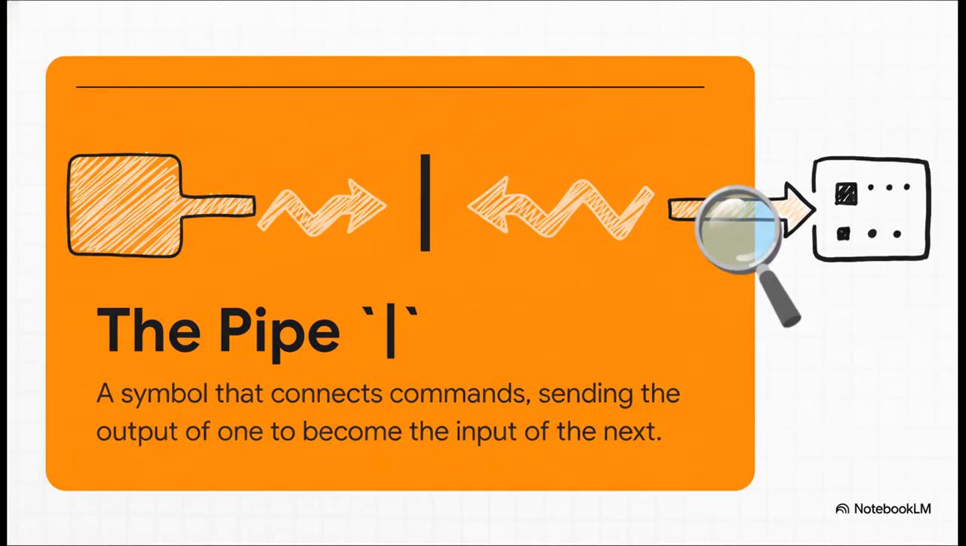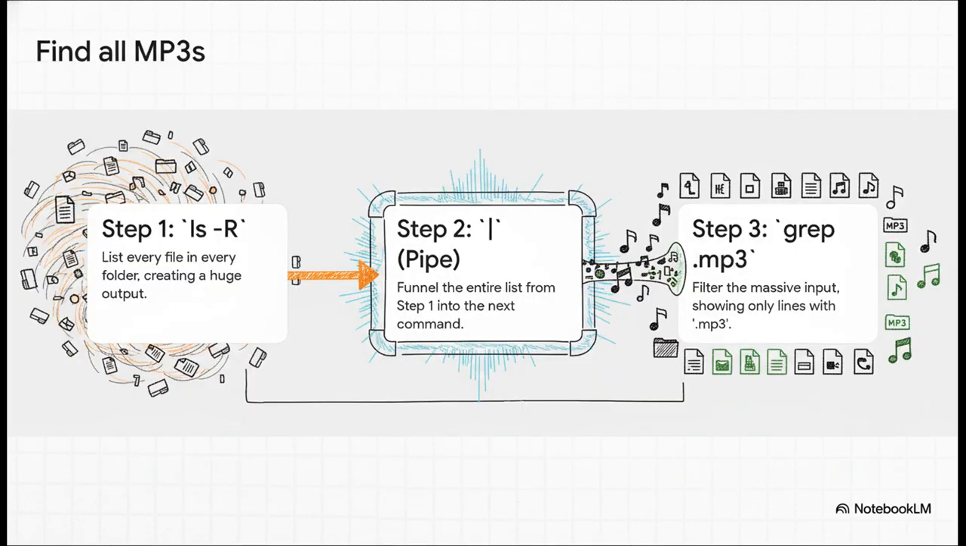And the secret ingredient that makes all this possible is this one little symbol, the pipe. That vertical bar, what it does is simple but brilliant. It acts like a tube, taking whatever comes out of one command and funneling it directly into the next command as its input. This is how we chain our spells together to create something much more powerful. But see this in action, because it's awesome.